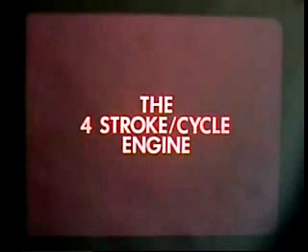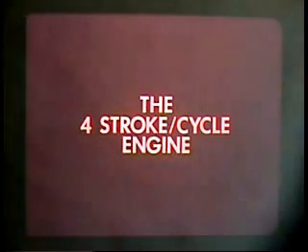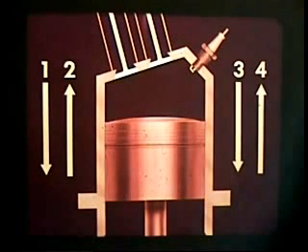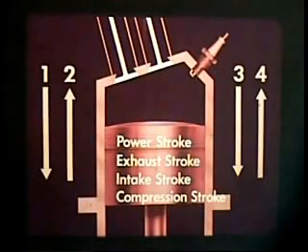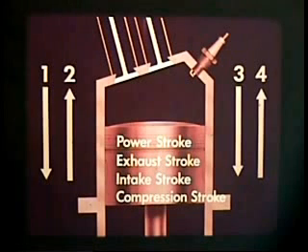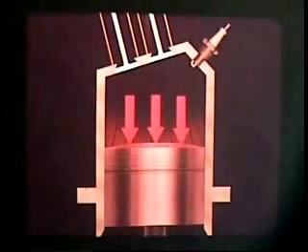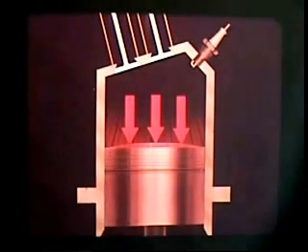A review of the principles of the four-stroke cycle engine will show why this is so. The four-stroke cycle engine is so called because it takes 4 up or down movements of a piston to complete one cycle. These strokes are the power stroke, the exhaust stroke, the intake stroke, and the compression stroke. This simple one-cylinder engine can help illustrate the system.